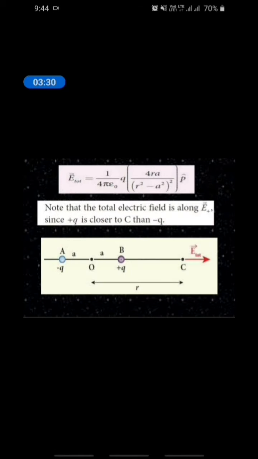And finally we get E total is equal to Q upon 4 pi epsilon naught into [1 upon (r minus a) whole square minus 1 upon (r plus a) whole square] p cap. On solving the equation, we get E total is equal to 1 upon 4 pi epsilon naught into Q into 4ra divided by (r square minus a square) whole square p cap.